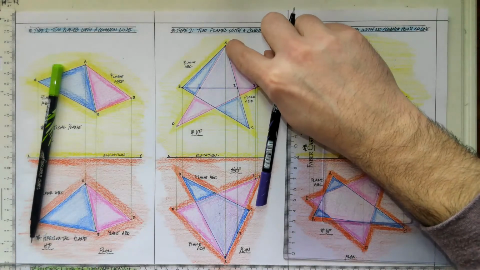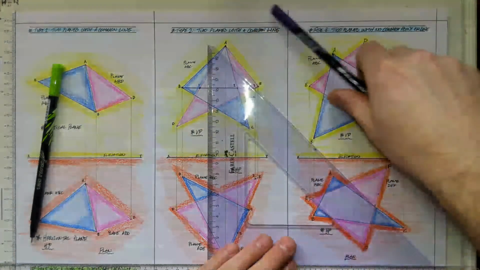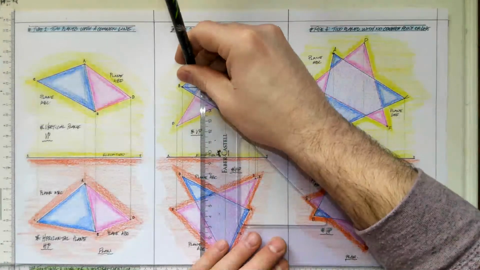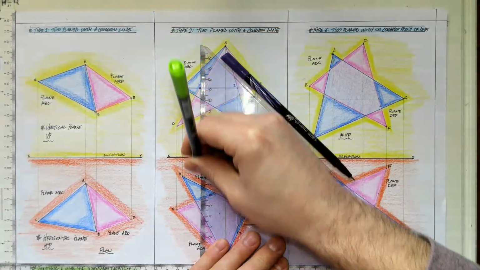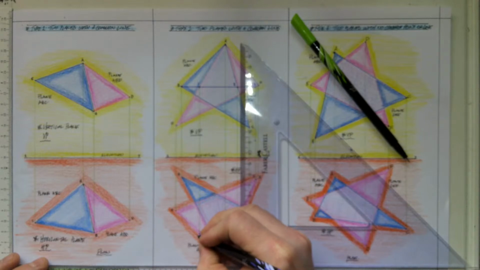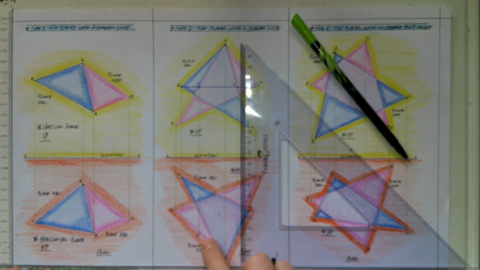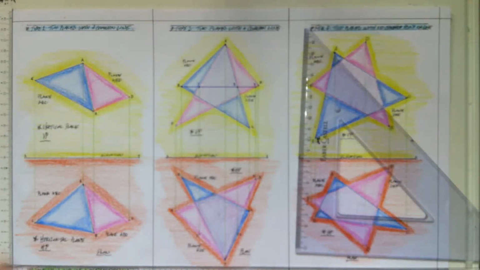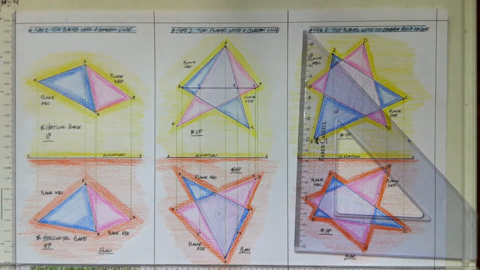Point 1 is on the line AD. So I'm going to drop that line straight down, point 1 to the line AD. And I'll write point 1 in beside that. Okay, so hopefully you can see that. The zoom is kind of, I'll try and refocus a little bit there. Hopefully that's a bit clearer for you now.